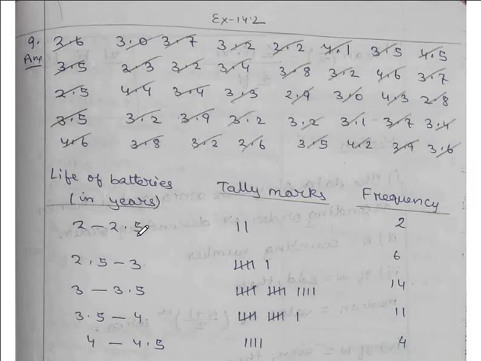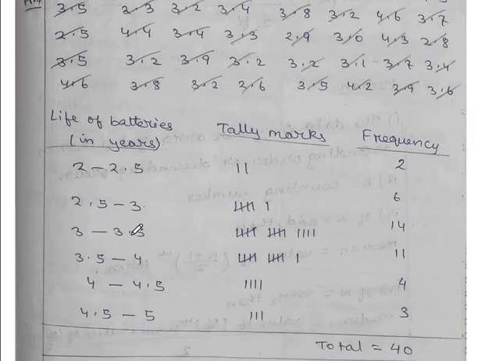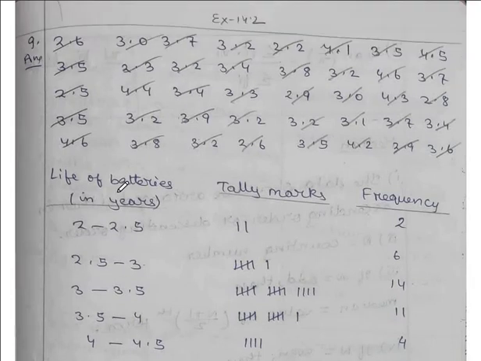First group 2 to 2.5, followed by 2.5 to 3, 3 to 3.5, 3.5 to 4, 4 to 4.5, 4.5 up to 5. Because one of the sample groups is already given and the class size they told us to maintain is 0.5. Now tally marks and frequencies.